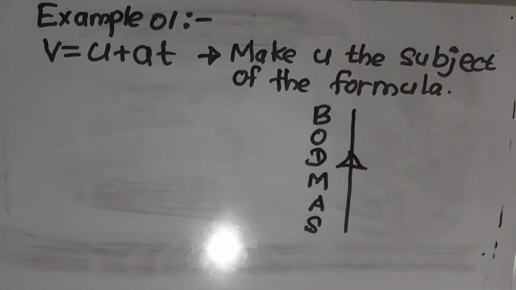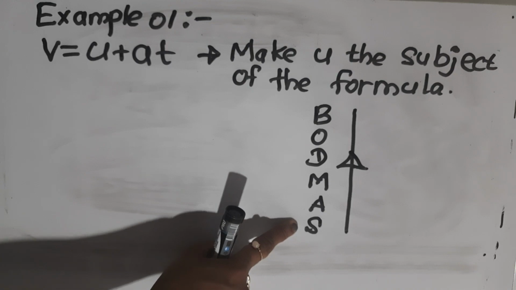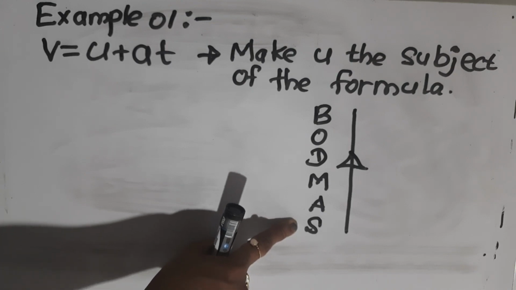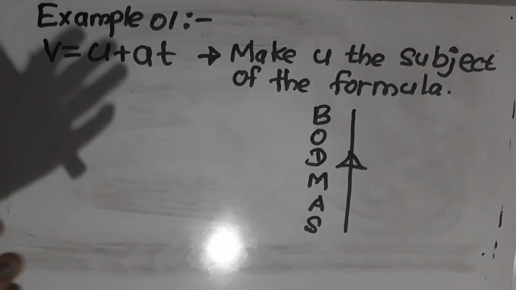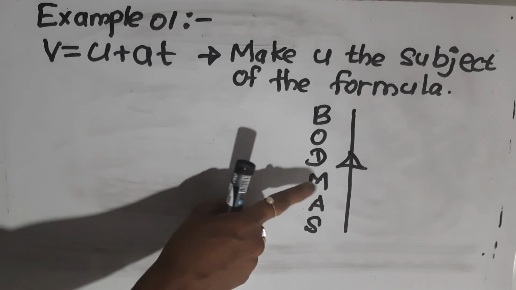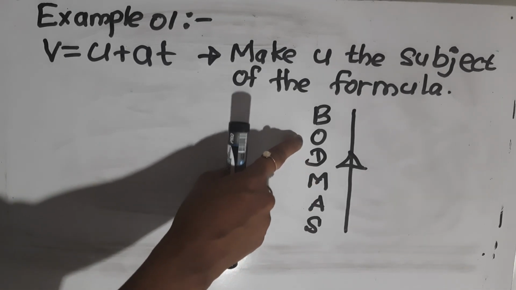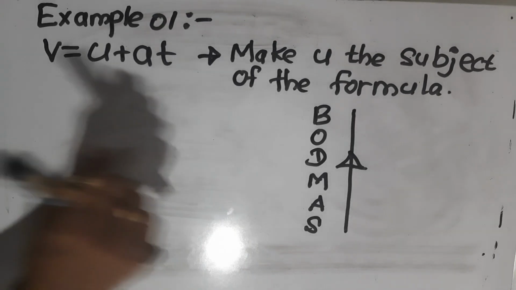First example is v equals u plus at. We have to make u the subject of this formula. We know when we simplify expressions, we use BODMAS order. In the case of changing the subject of a formula, we use the reverse order of the BODMAS. That means first we have to remove subtraction and addition parts, then multiplication, division and of. Finally, we remove brackets. We will clarify this through this example.